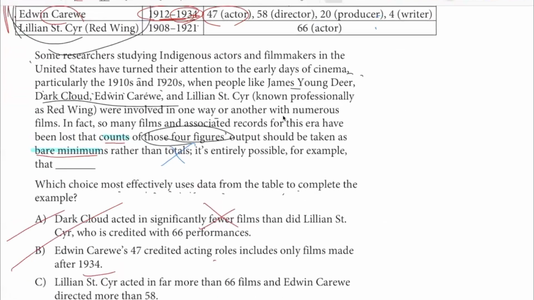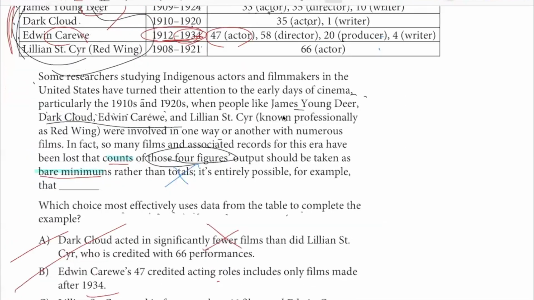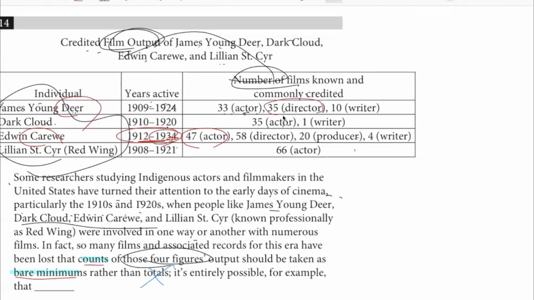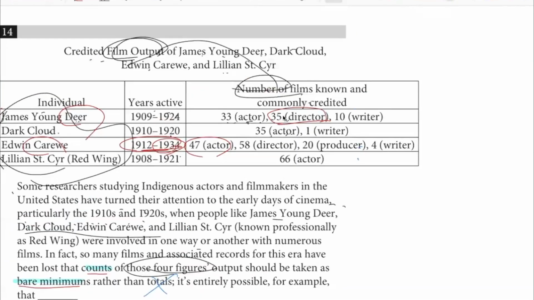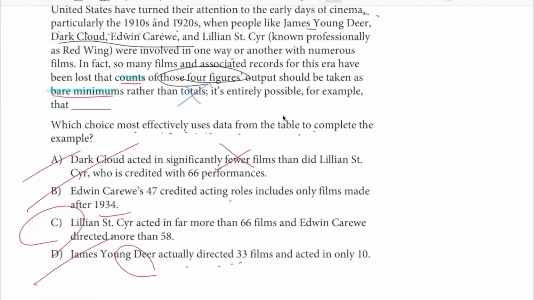What about D? Actually directed 33. So we got Deer. Actually directed 33. Directed, it says 35 here. So where did that come from? And acted only in 10. I mean, this is a misrepresentation of these numbers. So this is not going to work. So by default, we're left with the answer.